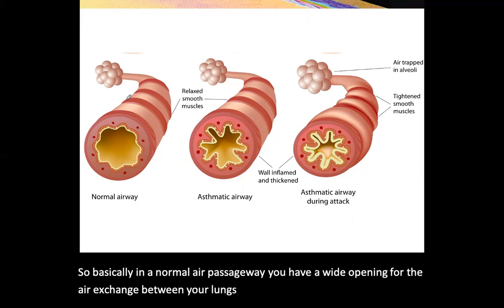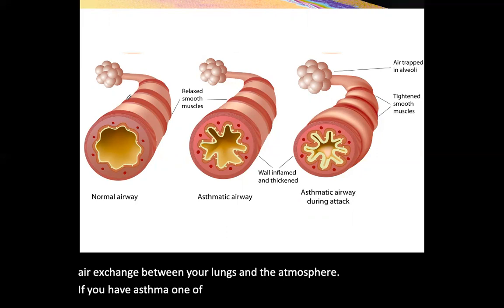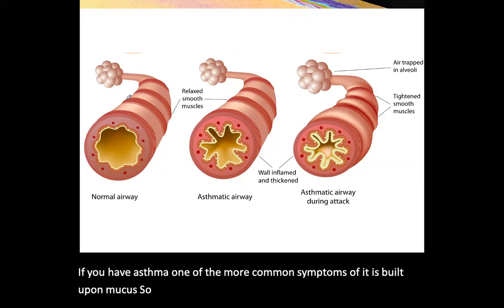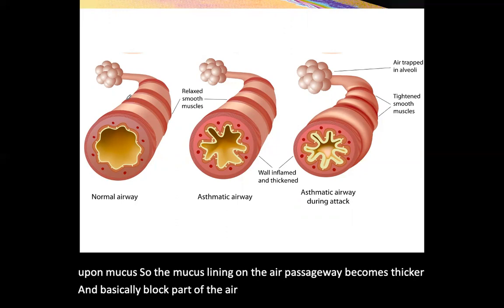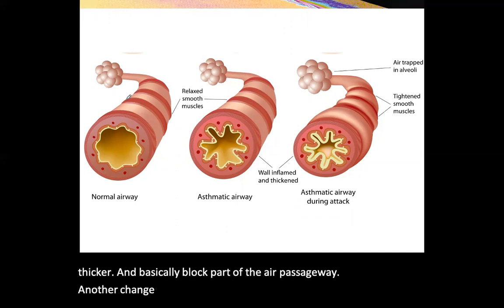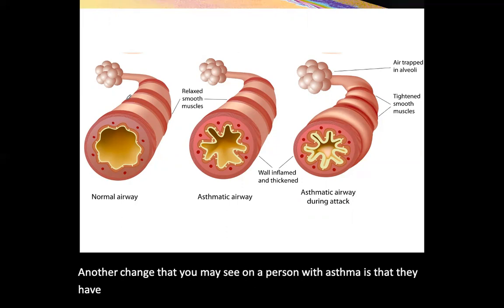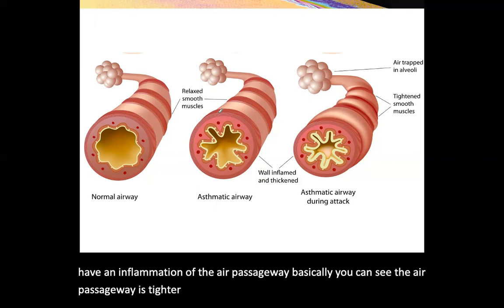If you have asthma, one of the more common symptoms of it is buildup of mucus. So the mucus lining on the air passageway becomes thicker and basically blocks part of the air passageway. Another change that you may see on a person with asthma is an inflammation of the air passageway. Basically, you can see the air passageway is tighter because the tissue is inflamed. So that redness is present.